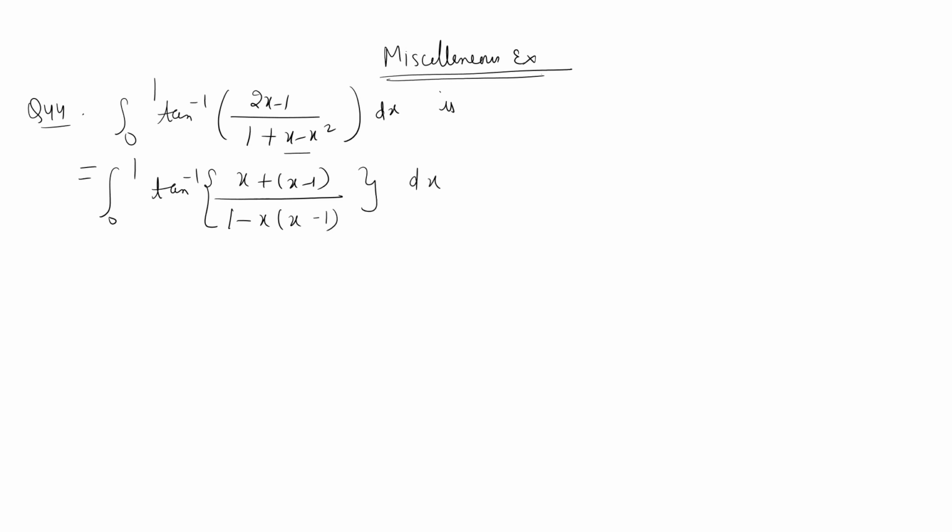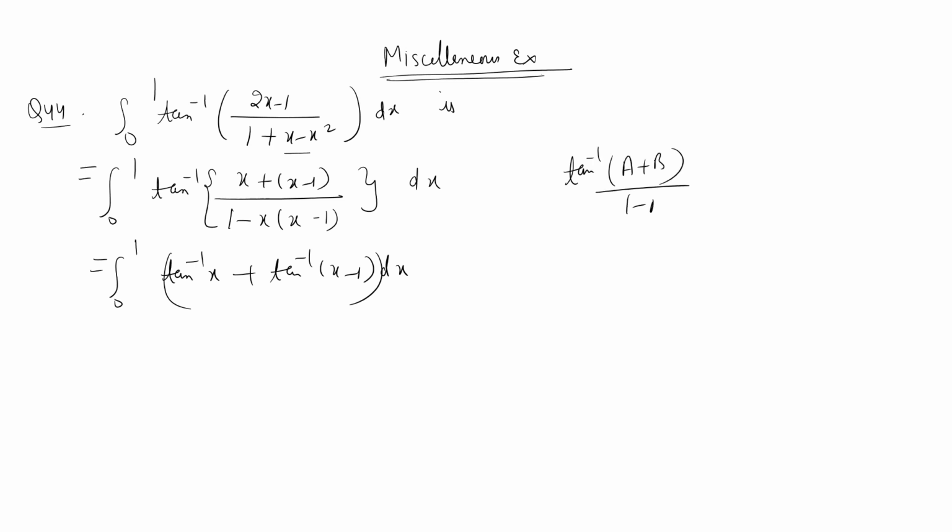Like tan inverse of (a plus b) upon (1 minus ab). That formula is going to be tan inverse a plus tan inverse b. Now, to settle it down, let's see how it is going to solve, taking the negative sign common, I will write it like this.